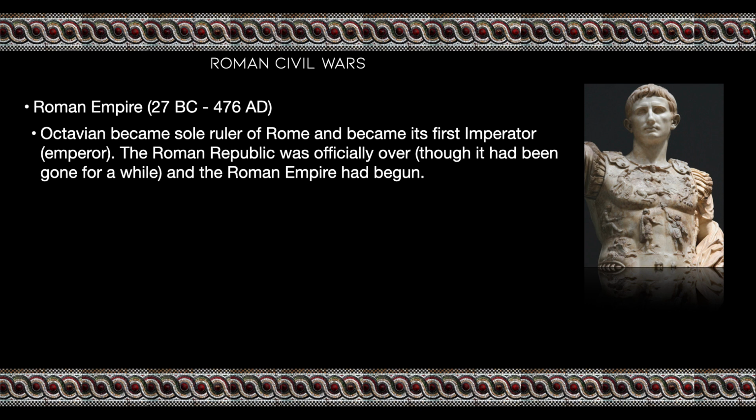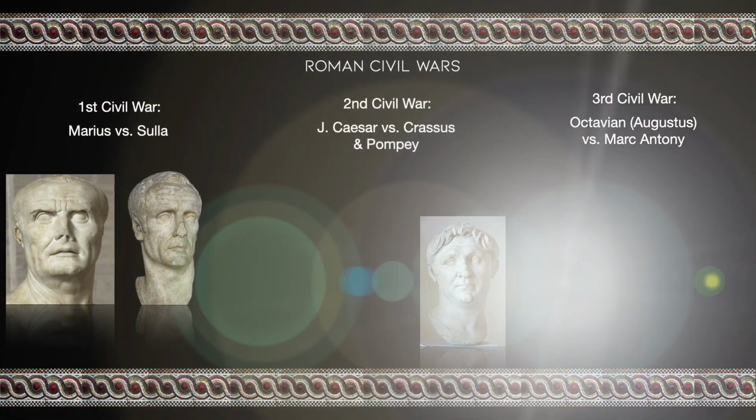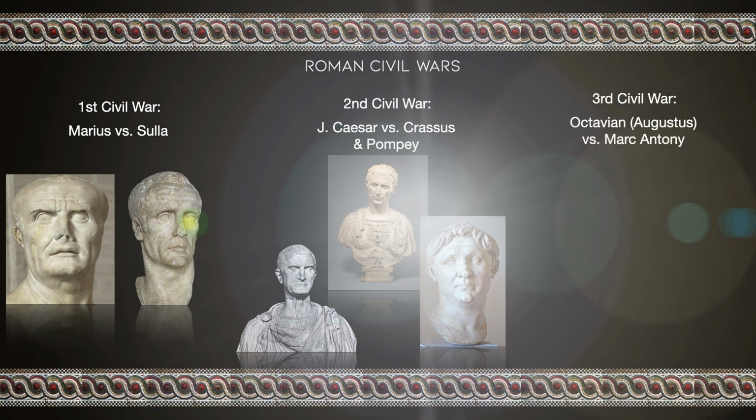The Roman Republic is officially over, though it's been over for quite a bit, but we're going to now start the Roman Empire, which will last from about 27 BC to about 476 AD, the collapse of the Roman Empire. So here's a quick synopsis of the three civil wars: Marius versus Sulla, Julius Caesar versus Crassus and Pompey, and Octavian versus Mark Antony.